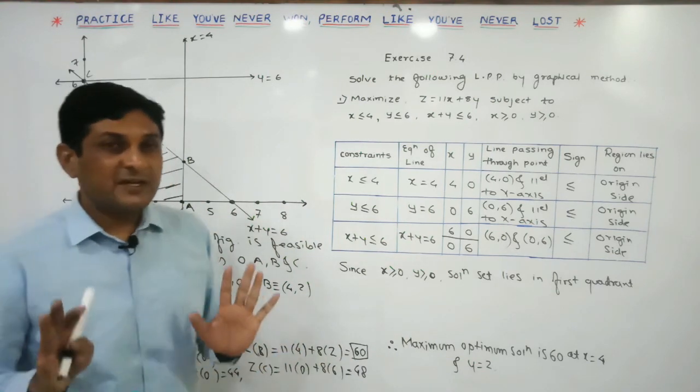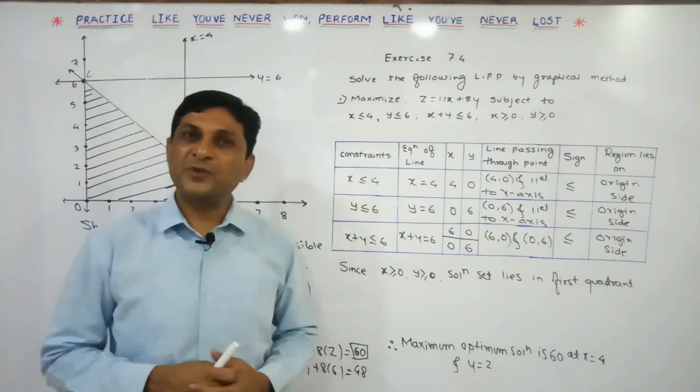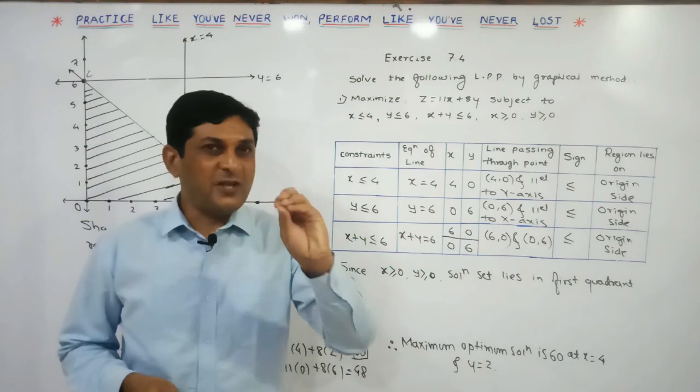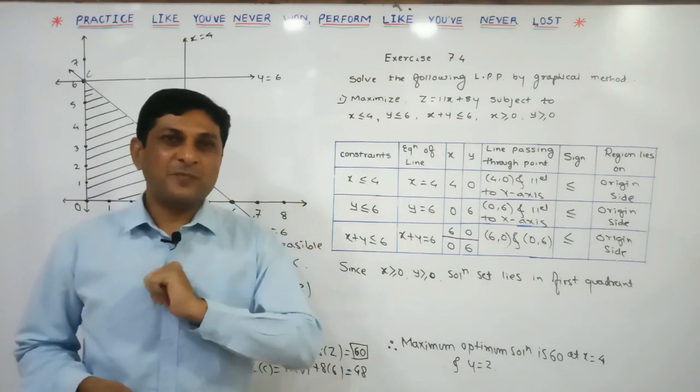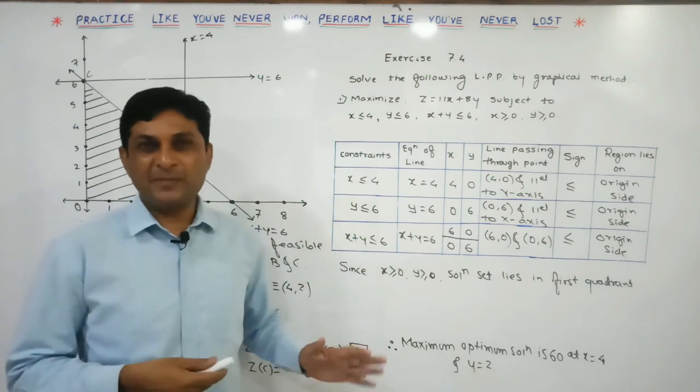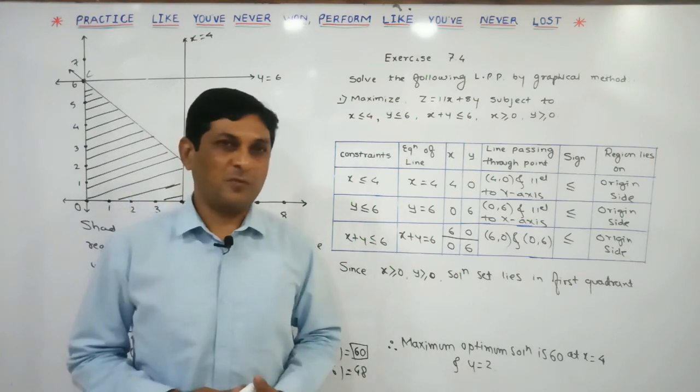Is it clear? Since we have to solve every example using the same method, if you solve at least 5 examples, you will become perfect. You will be able to solve any example using the graphical method of linear programming problems.